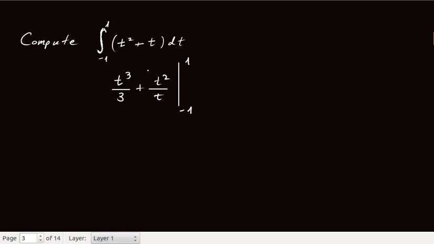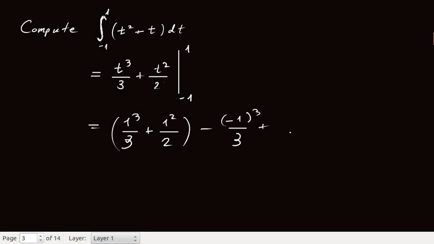That's all this means. So when you write this, you find the antiderivative, and then instead of writing the integral sign on the left-hand side, you write this bar with the same limits on the right-hand side. So that's equal to this, and then this bar means plug in 1. So I get 1 cubed over 3 plus 1 squared over 2. And then I plug in my minus 1. So that's (minus 1) cubed over 3 plus (minus 1) squared over 2.